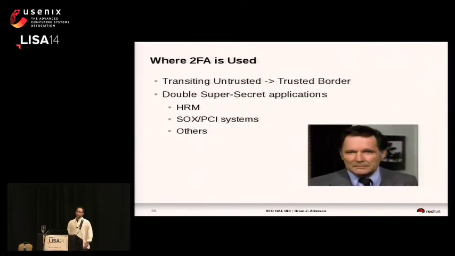So where do we use two-factor auth? It's really when users are transiting the untrusted to trusted border. This means if you're coming from an environment where you haven't authenticated via a token of one sort or another, you'll be prompted to enter your credentials, your one-time password and your token.